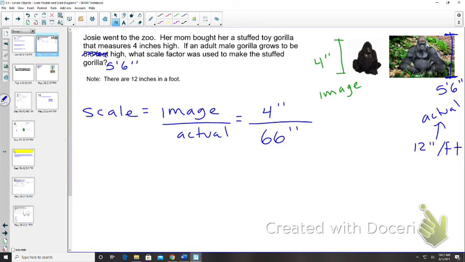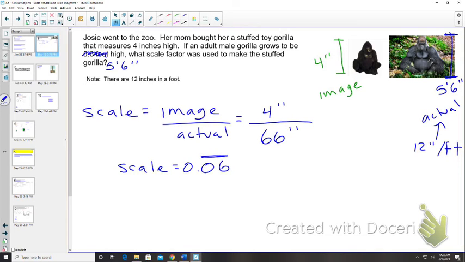So 4 divided by 66 is what? 0.06 repeating. It's repeating, so it's 1/16.5 as a ratio. Gotcha.